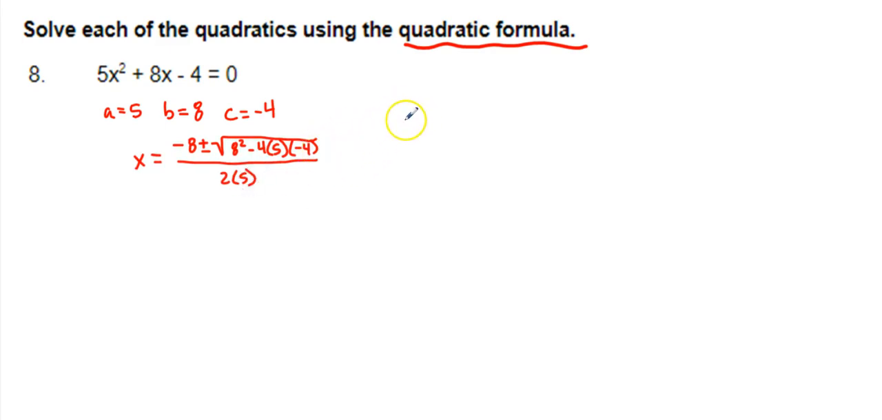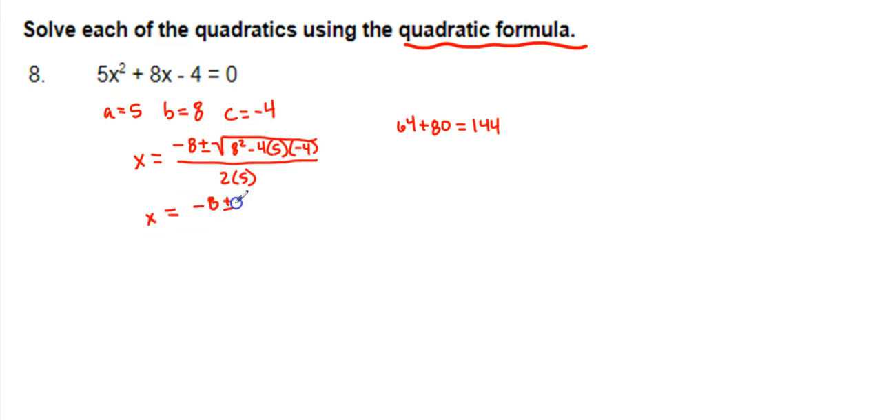So inside the square root we're going to have 8 squared is 64 minus 4 times 5, so that's a -20 times a negative turns it positive. 20 times 4 is 80. So that gives me 144. So inside the square root I'll have a 144. So let's go ahead and simplify a little bit further.